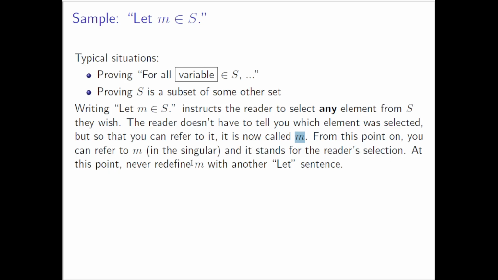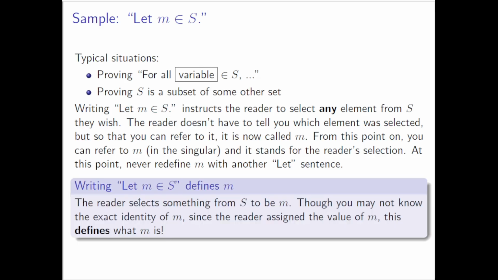Once you have written your "let m in S", in any future sentence, you should not redefine what m is with another "let" sentence, because the reader selects the thing from S, and whatever the reader is dreaming of, that's the value of m. In this moment, you are instructing the reader to make an action, and then the action that the reader takes ends up defining m. So we kind of say that the instruction that you give is itself also defining m. I want to really clarify.